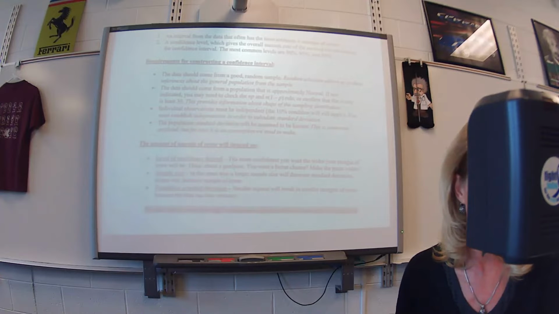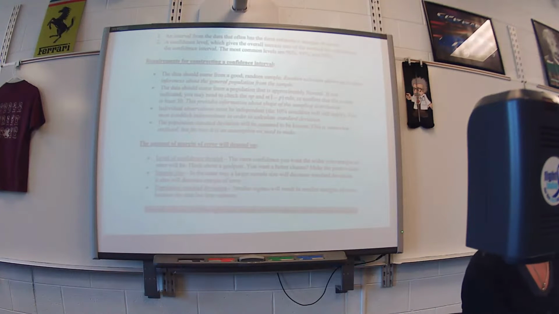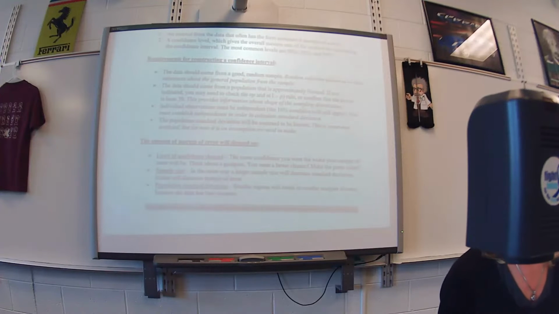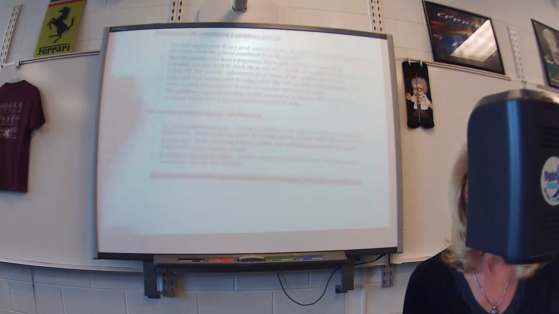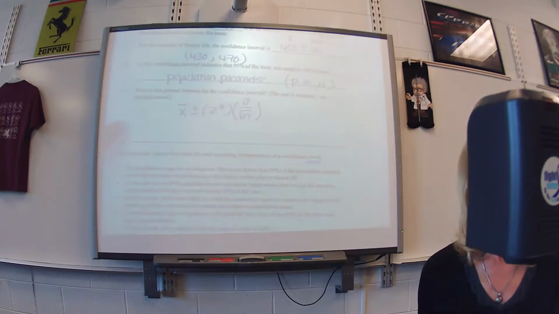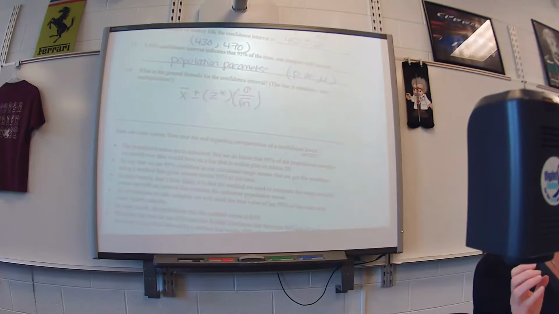Individual observations must be independent, so we check our 10% condition. The population standard deviation, for now, we're going to assume that we know it. All right. So again, back to the question that the student had last hour. How do you decide what level of confidence you want? It really comes back to the formula. Now, let me first talk about just the common levels: 90, 95, 99.